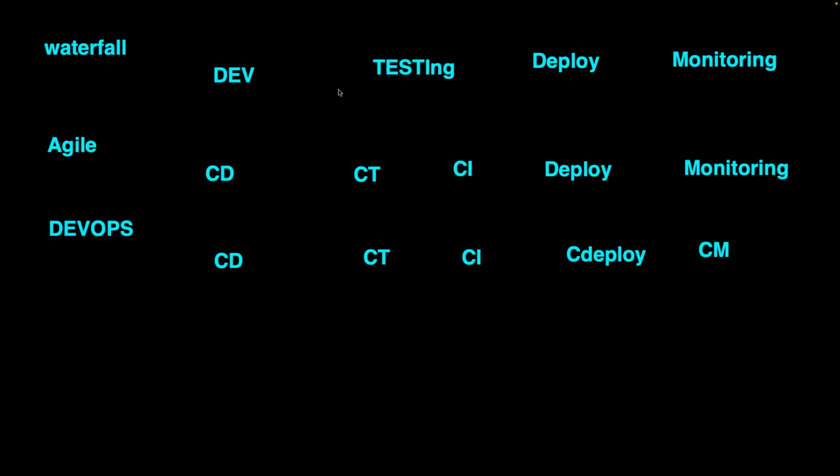Also, you can differentiate with respect to the teams. In Waterfall, I'm talking about three important teams: development team, QA team, ops team. They were working in silos, in separation. Each team doesn't understand the challenges of the others. The developers don't know the process or the challenges of the ops team, and the same is the case with the ops team, who don't understand the requirements of developers, why they need the changes and all. They're just working in silos as standalone teams.